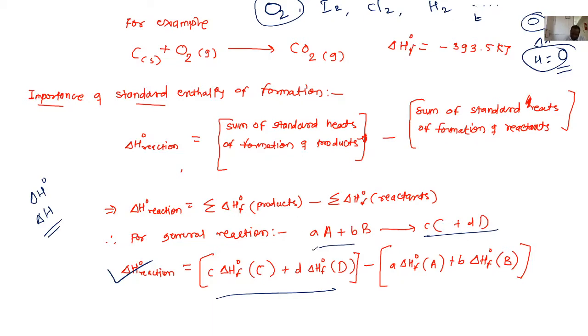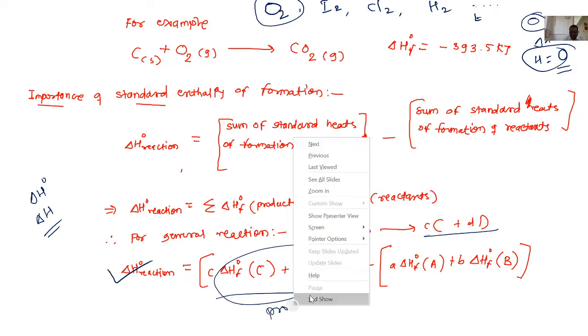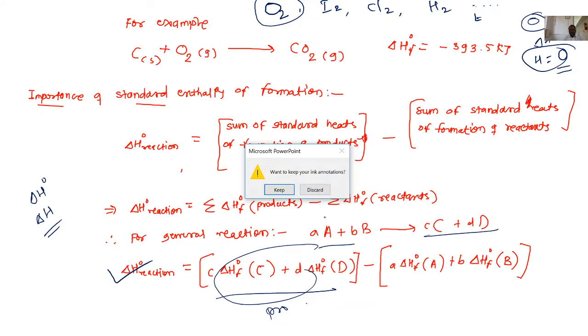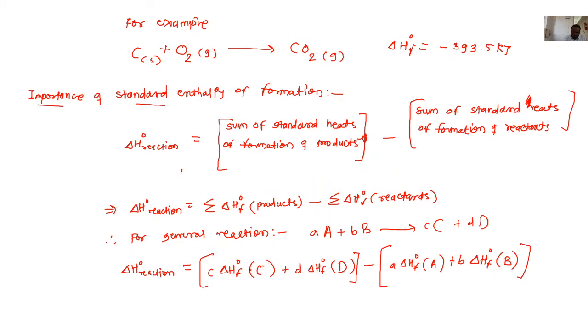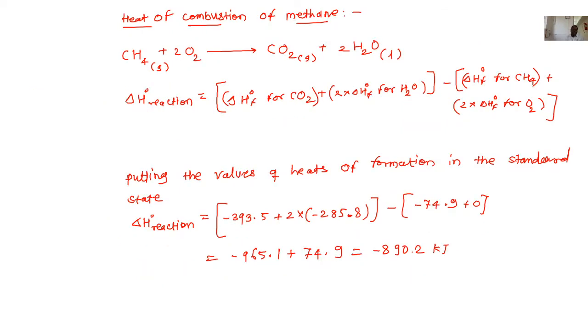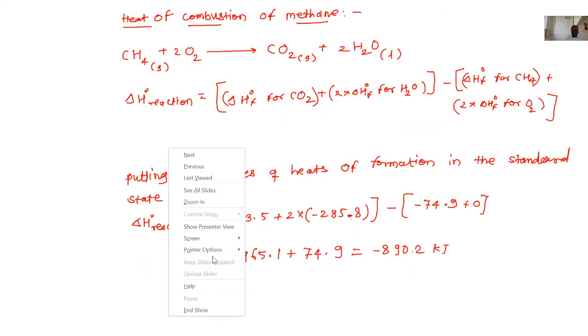These are the product molecules, and these are the reactant molecules. Product molecule as well as reactant molecule. So it is product minus reactant. Remember that. Next is the heat of formation of methane.